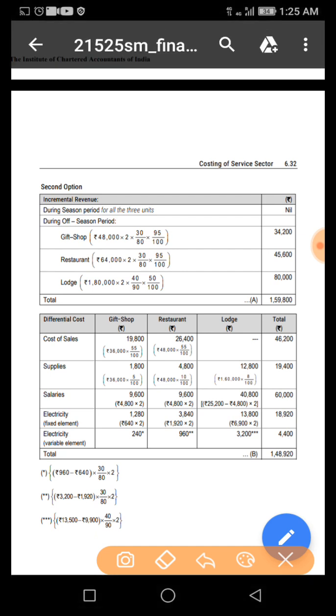Okay. और गिफ्ट शॉप एंड रेस्टोरेंट में 30% we are able to sell. So that's why 30 divided by 80, 30 divided by 80. Okay. And for selling this 30% also we have to give them 5% of discount. So that's why 95%. That's why only 95% we have taken. Okay. That's why this 34,200, 45,600.